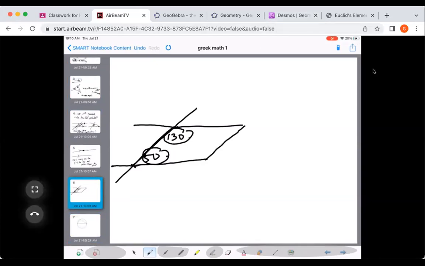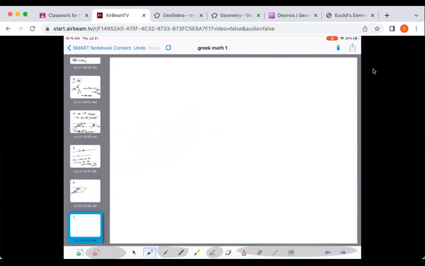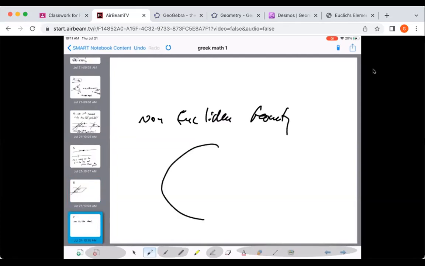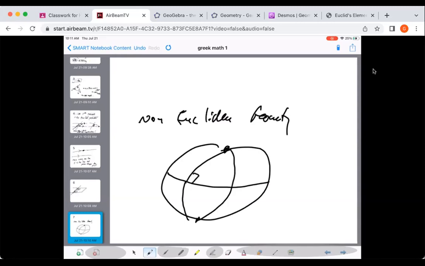So in the 1700s, they examined what would happen if the parallel postulate was not true. And from that, they came up with something called non-Euclidean geometry. And the most dramatic example of it is if your surface isn't a plane, it's a sphere, and you draw two longitude lines. You would have a triangle.